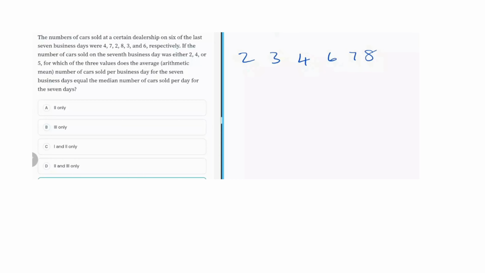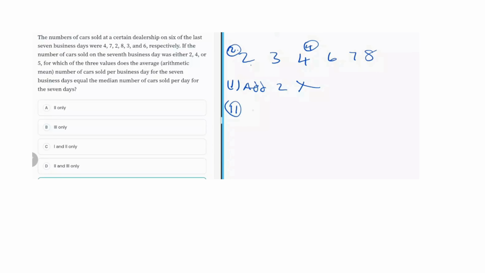Yeah. Now, I add 2. If you add 2, the 2 will be here, and the median will now be 2, 2, 3, 4. So the median will now be 4. The mean will be 32 divided by 8. You see that the mean and the median are not equal. So it's not.